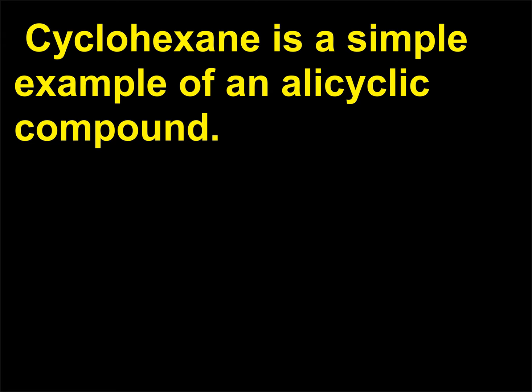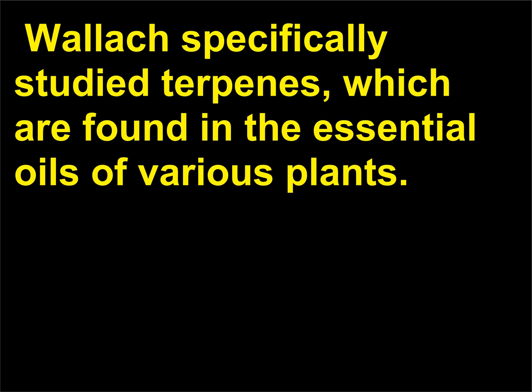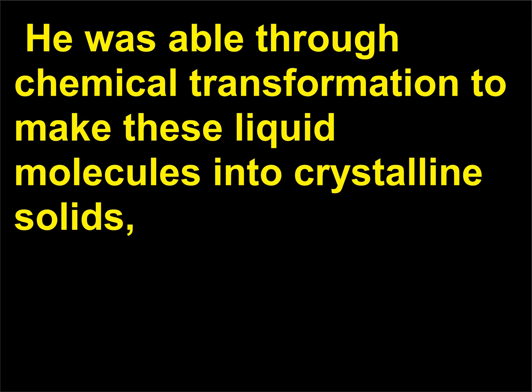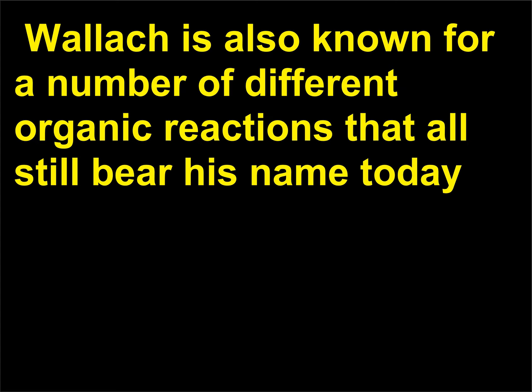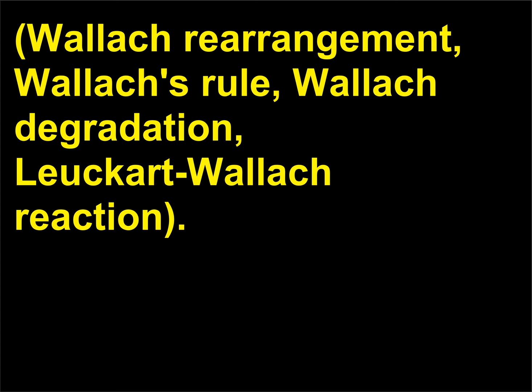Cyclohexane is a simple example of an alicyclic compound. Wallach specifically studied terpenes, which are found in the essential oils of various plants. He was able through chemical transformation to make these liquid molecules into crystalline solids, which made them easier to study with the methods available at the time. Wallach is also known for a number of different organic reactions that all still bear his name today: Wallach rearrangement, Wallach's rule, Wallach degradation, Lückert-Wallach reaction.